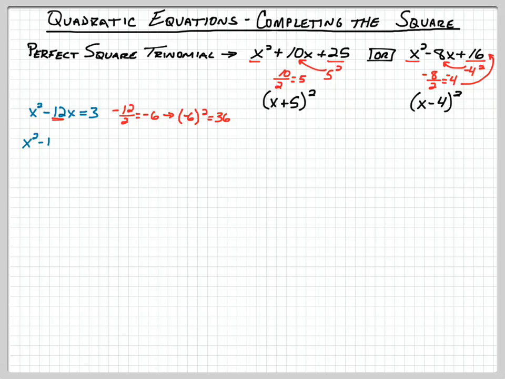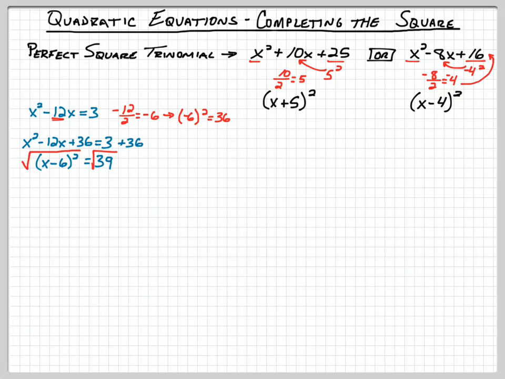Now when we do that, x squared minus 12x plus 36 equals 3 plus 36, and that left side is a perfect square. 36 is 6 squared, or negative 6 squared. Negative 12 divided by 2 is negative 6. So now we have a perfect square on our left side, x minus 6 squared. On our right side, we have 39. Now, how are we going to solve this? We're trying to find the solution for x that makes this happen.